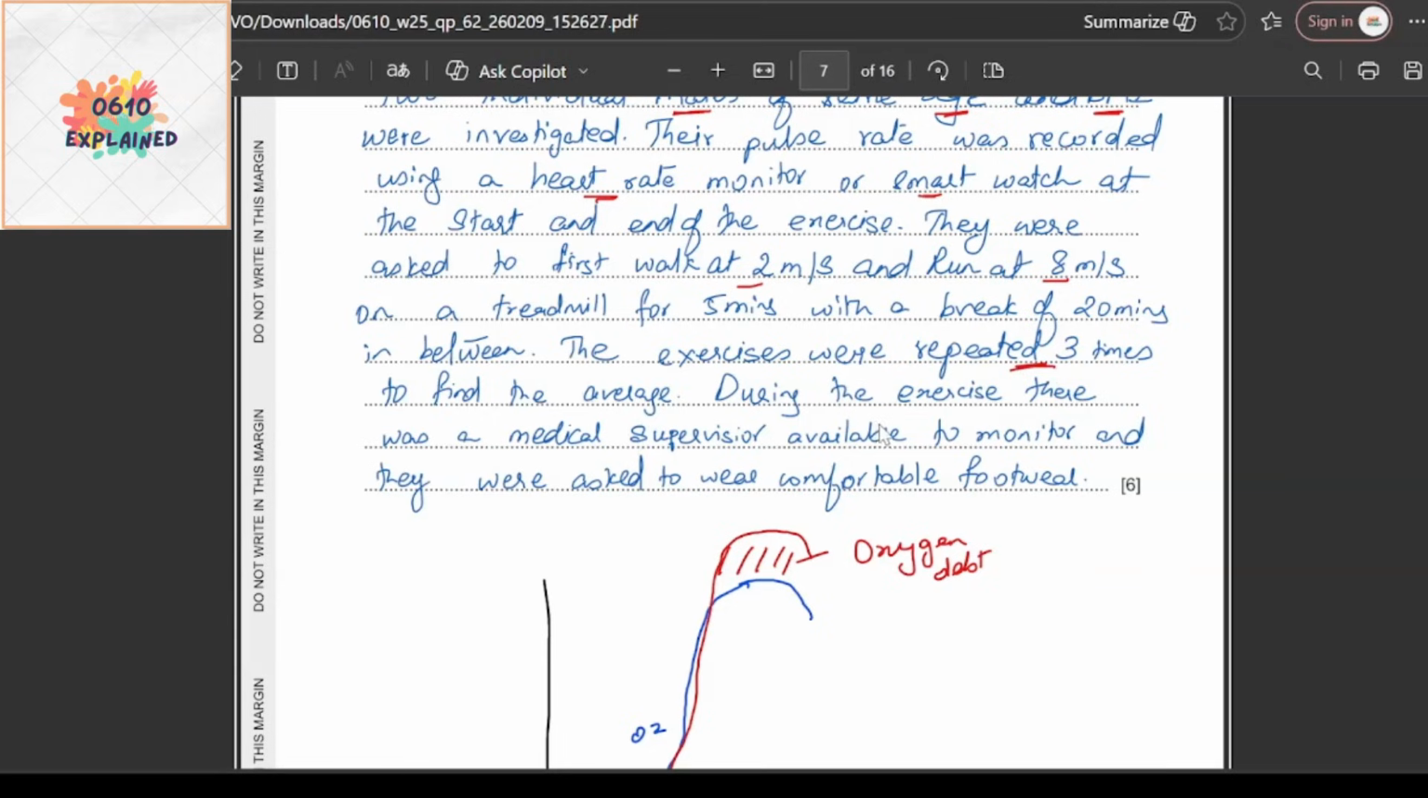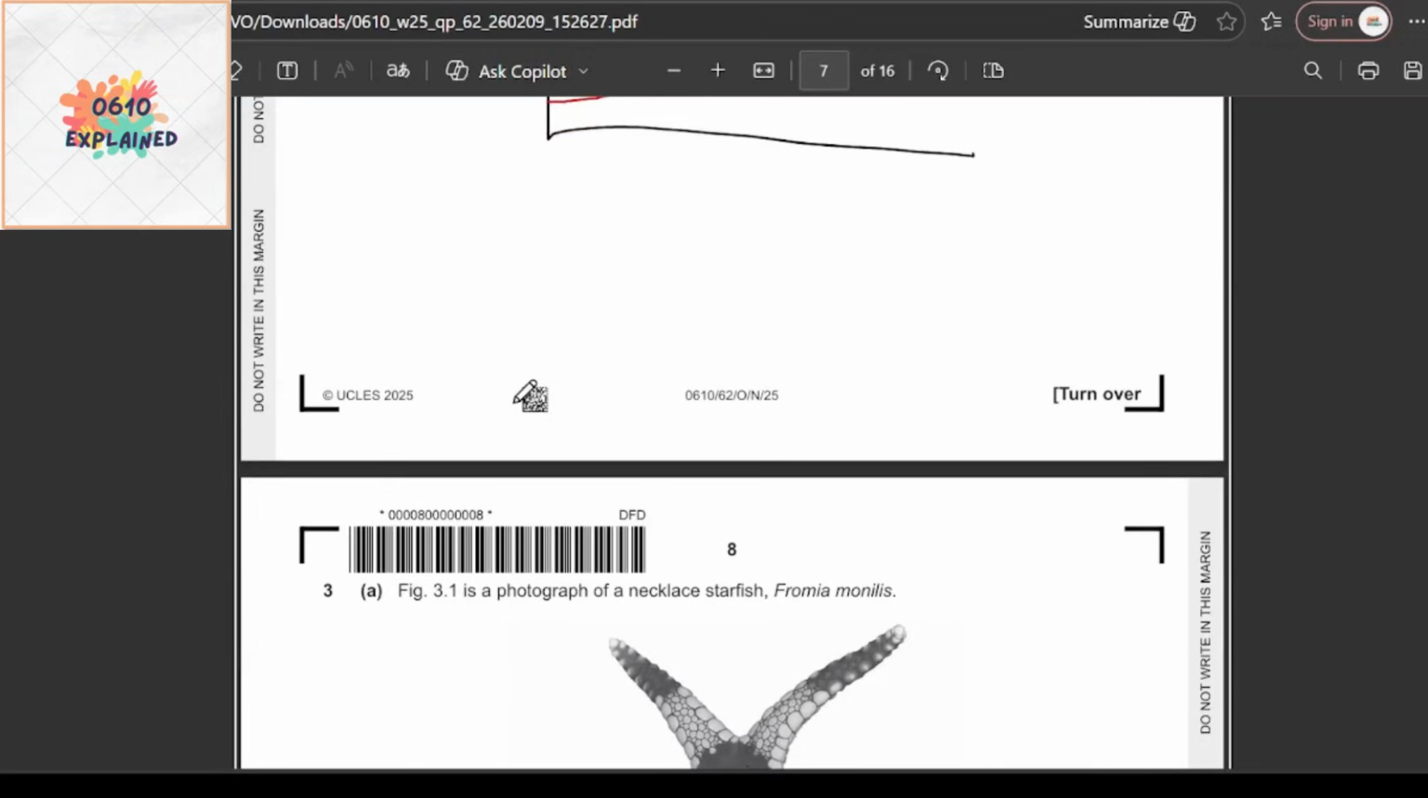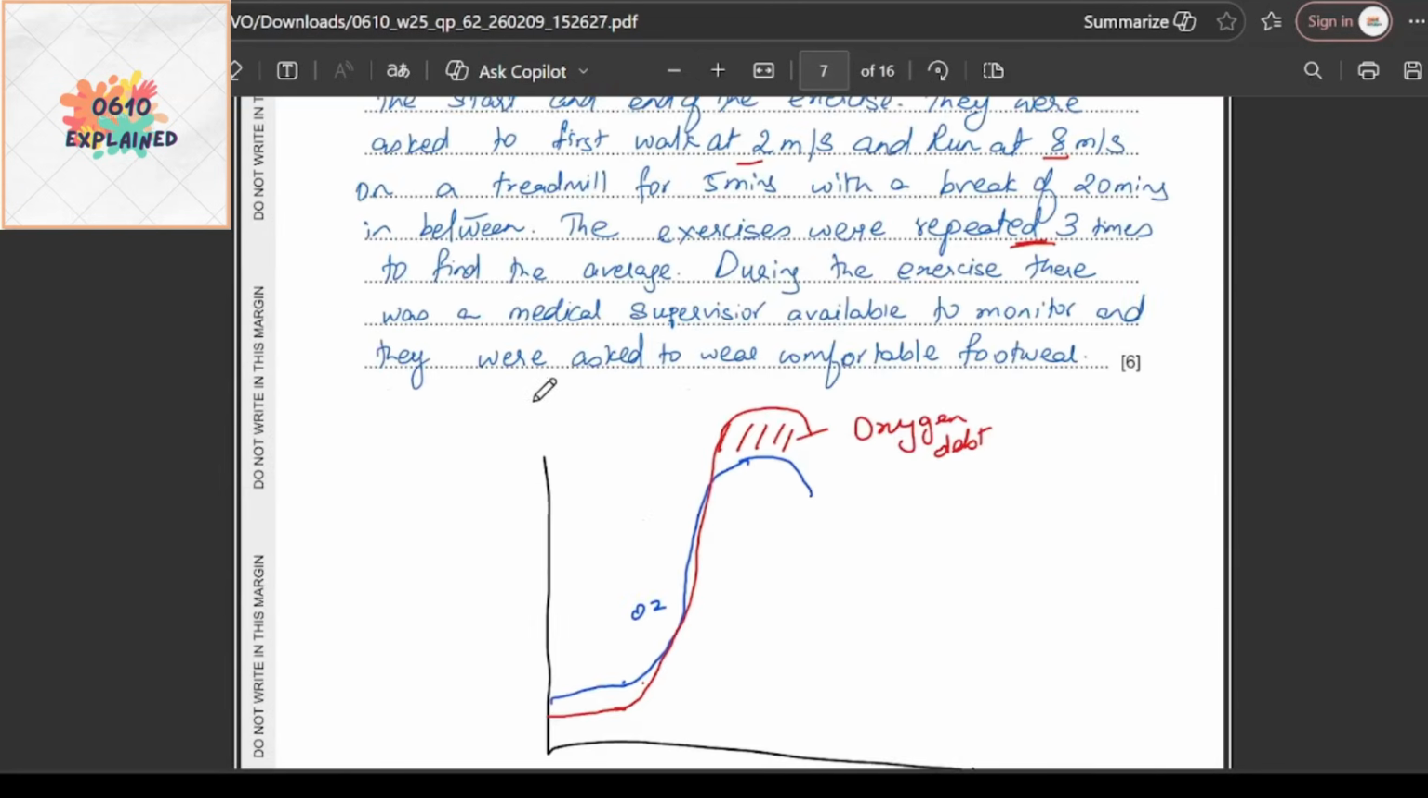And during this exercise, now see again, this is a kind of experiment, like one of my earlier videos, where there was no safety precaution like a lab coat, goggles, etc. So every time it need not be the same thing. So here I have mentioned that during the exercise there was a medical supervisor available to monitor and they were asked to wear comfortable footwear. You could also say that they could run on a flat surface, but I have already spoken about the treadmill, so I didn't put that point. You could also mention that the person could inform if they were feeling uncomfortable at any point of time before 5 minutes. Try to stick to the dotted lines which are provided.